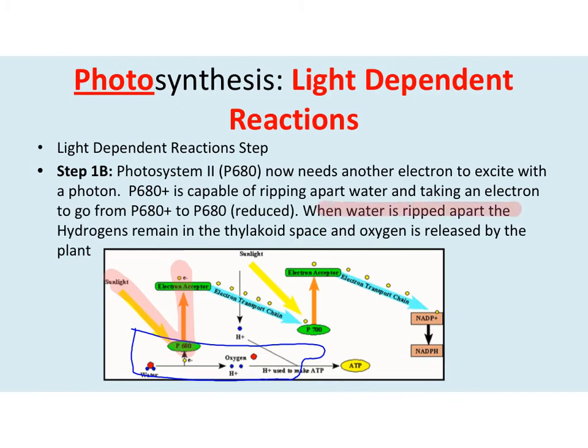When the water is ripped apart, the hydrogens remain in the thylakoid, and the oxygen is released by the plant. So when we rip water apart, oxygen just goes off. The plant basically just breathes out oxygen. What we're left with is just H pluses inside the membrane. Now we have some H pluses inside the membrane. Now let's go on to Q.